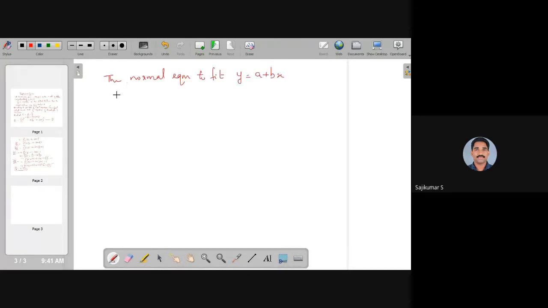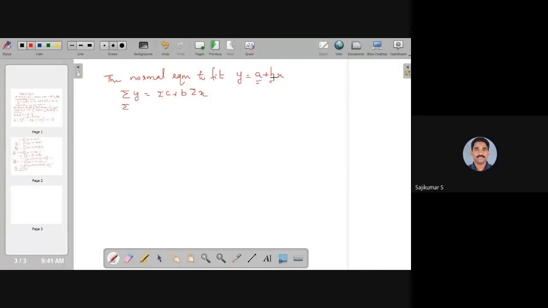What are the normal equations? In the relation y is equal to a plus bx, simply apply the summation symbol. That is sigma y is equal to sigma a plus b into sigma x, and this sigma a is na. And the second normal equation, how to obtain it? Multiplying the first normal equation by the coefficient of the second parameter. Here, the first parameter is a, and the second parameter is b.